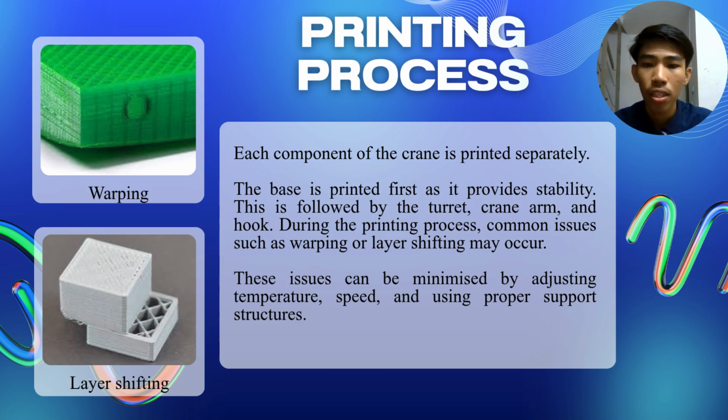During the printing process, we face common issues such as warping and layer shifting. Warping happens when the edge of the print lifts from the bed, while layer shifting occurs when the layers are misaligned. To minimize this problem, we adjust the temperature setting, reduce the print speed, and use proper support structure. This step helps us achieve better print quality and avoid waste.